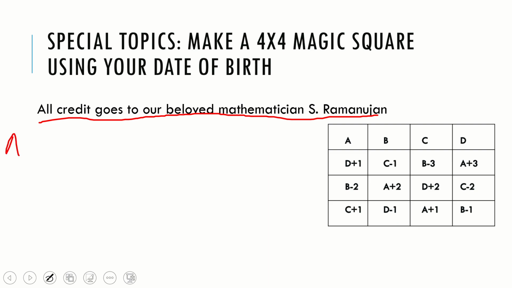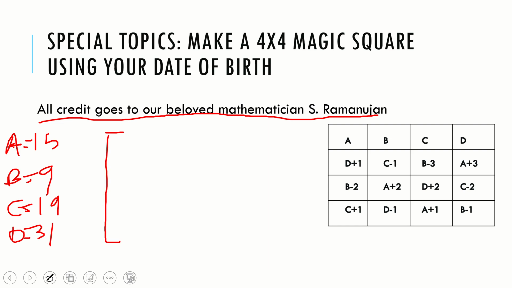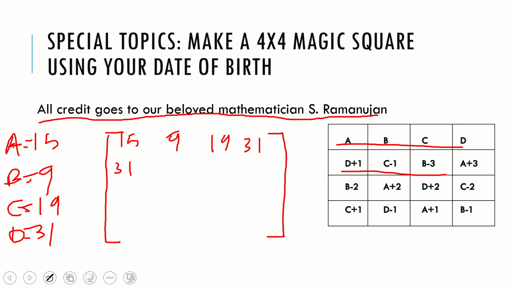So now see, I have considered A as 15, B as 9, C as 19, and D as 31. So let me make it, yes, it is a magic square, but I'm going to put it in a matrix also. So look here, you have to put these values A, B, C, D. Now in the next row you check D plus 1, which is 31 plus 1. It will come as 2.